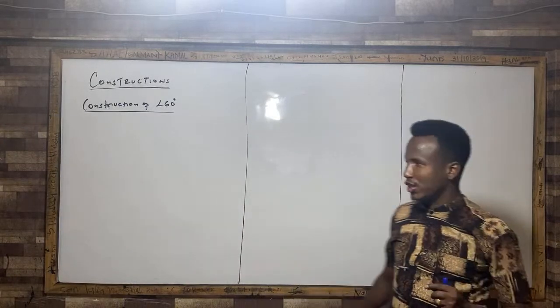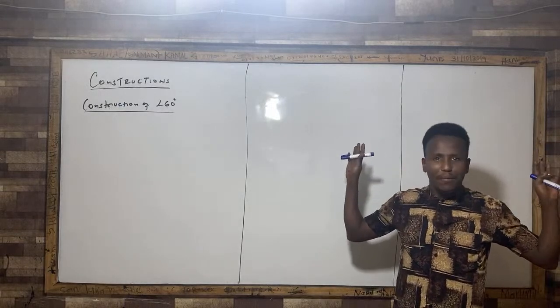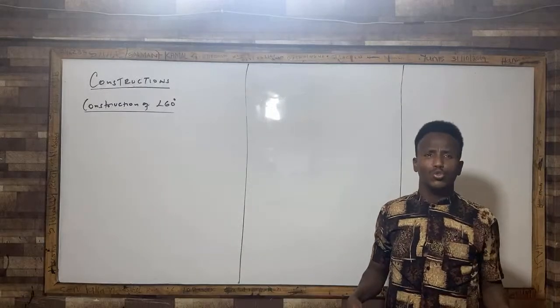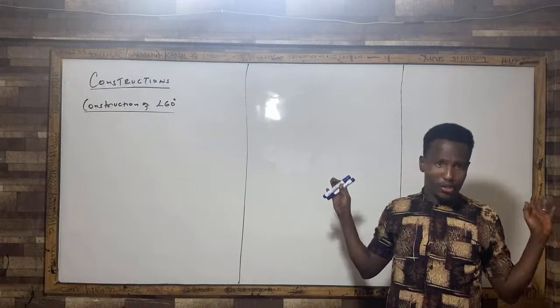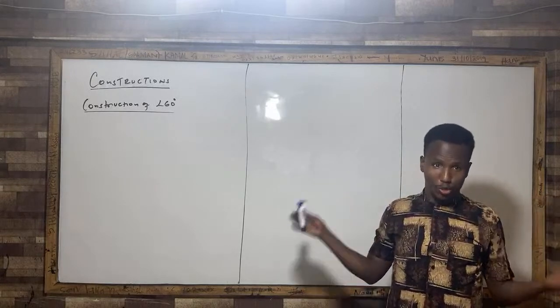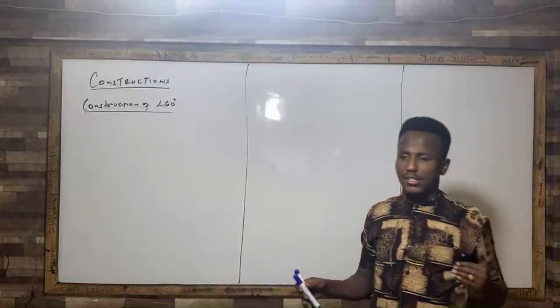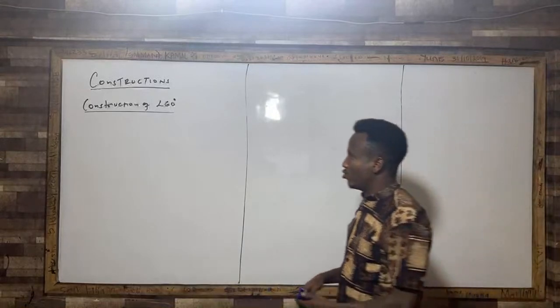Construction of angle 60. Bear witness. I don't have a ruler. I don't have the set. What are you going to do during the national exam? I don't have the construction instrument, which is called the mathematical set. So if you want to construct an angle of 60 degrees, what you're going to do is come with a straight line.